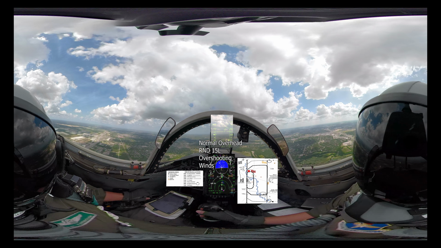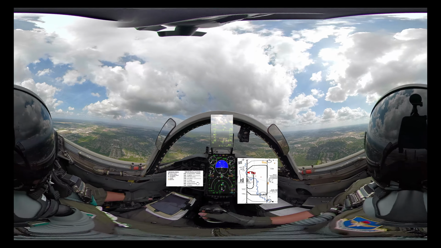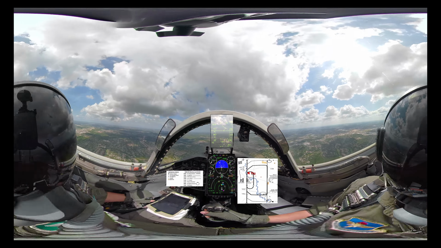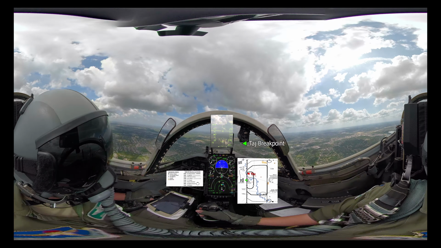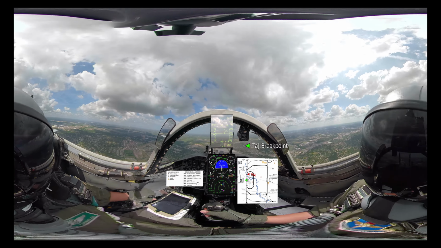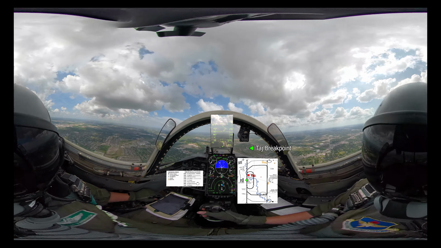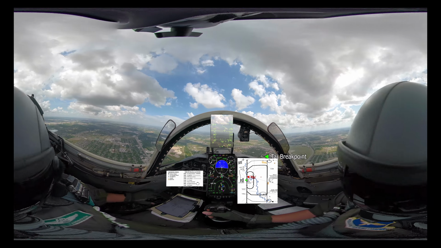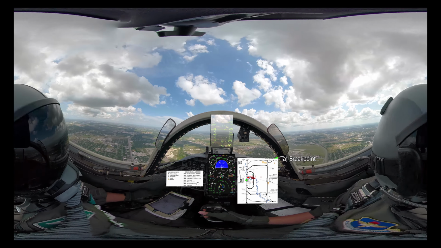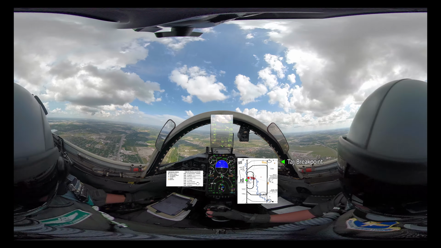For the normal overhead pattern, proceeding up initial, go ahead and compute your final and final turn speeds. At this time, you should be able to assess any wind corrections that you may need once you roll out on inside downwind. For the break point, you can use the opposite runway or the Taj Mahal as a reference to determine 0 to 3,000 feet down the runway.